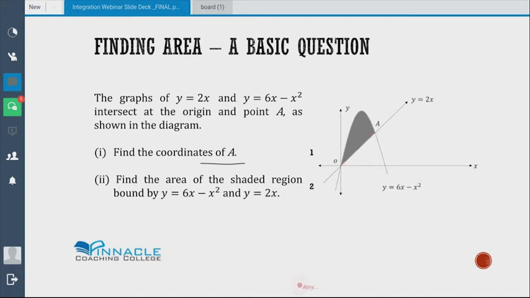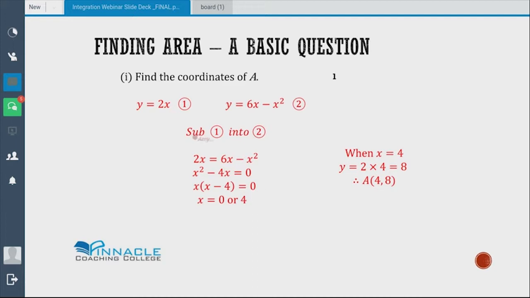All right, so now the question, just be careful, is after the coordinates. So make sure you're answering the question. Coordinates is x and y. So just sub x equals 4 back into either equation 1 or equation 2. So equation 1 is easier. So it's just 4 times 2, 8. So that's the coordinate.